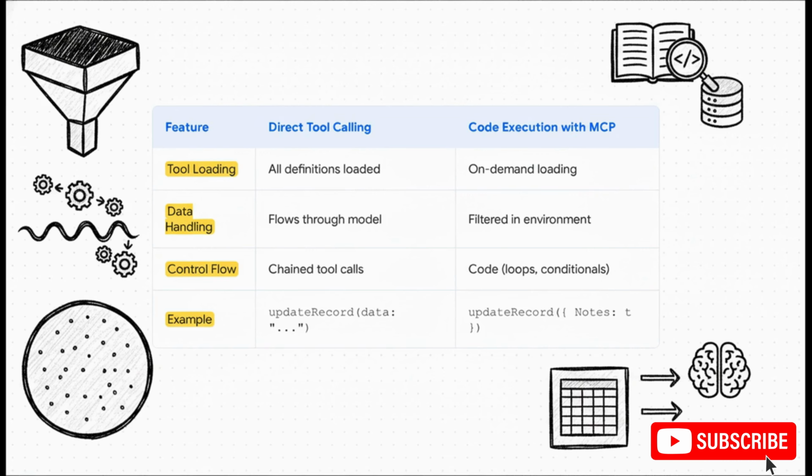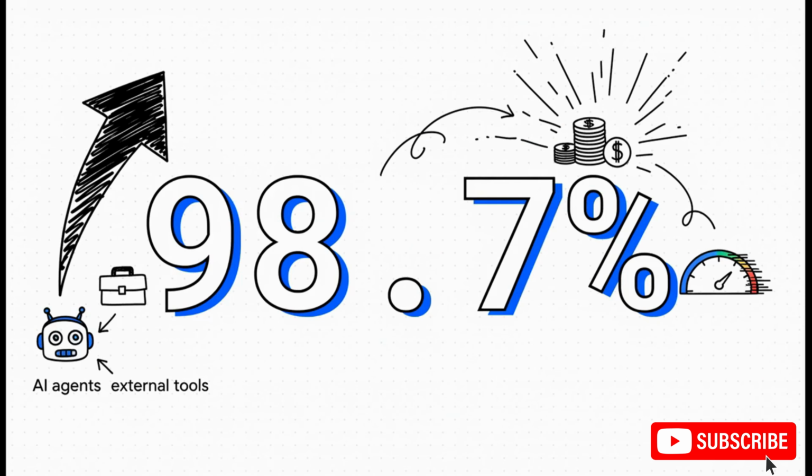An agent can now write a tiny piece of code to, say, search a spreadsheet with 10,000 rows, find the 5 rows it needs, and only show those 5 rows to the main AI model. The big, expensive model never even has to see the other 9,995 rows. Huge difference. So what does that actually mean in practice?